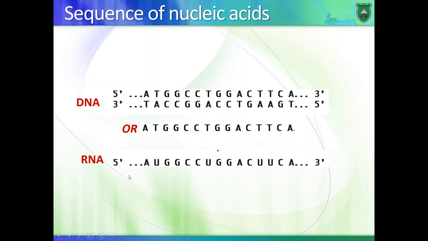Now, this is an RNA molecule. Again, if you look at it, you state the sequence of the RNA molecule starting with the 5' end. So it is A, U, G, G, all the way to the 3' end. You know it is an RNA molecule because there is a U in the sequence.